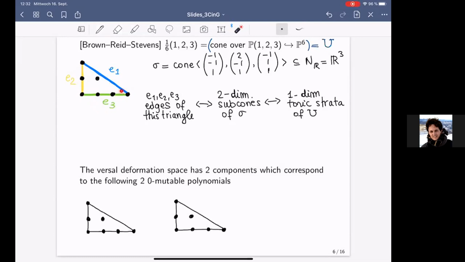Now you put this lattice at height 1, and you create the cone over that. So basically, this point becomes the point (-1,-1,1). This point becomes (2,-1,1). And this point becomes (-1,1,1). And now you have the cone over this triangle, and I call it sigma. This is a cone inside the three-dimensional lattice, and U is the toric variety associated to sigma.